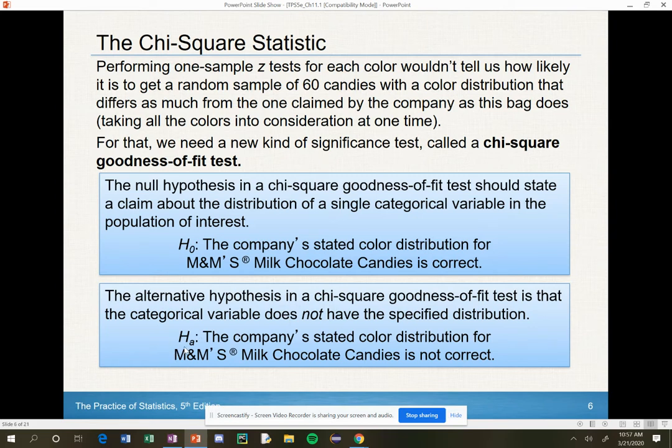Versus we come along and go, you know what? These colors, they're just not matching up. Notice I didn't say which color. I just said all the colors. The color distribution is not correct. All of them.